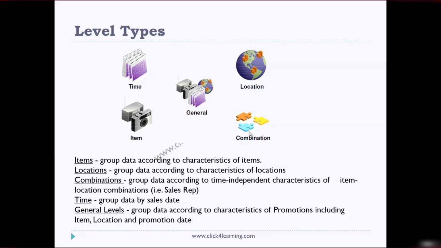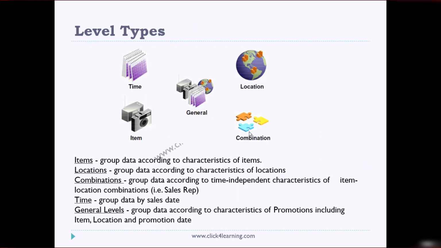So the example of the general level is a promotion. If you want to see the promotion data, then you have to mention what is the item, what is the location, what is the date range. The promotions might vary as per the time. So once we provide these three pieces of information, it will fetch the data. So that's the general level.